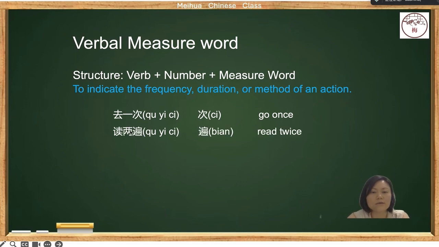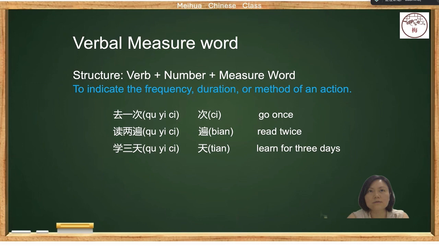Okay, so the next one, 读两遍. We can guess the first character is a verb, right? 读 means read. 两 is the number, means two. 遍 is the measure word. So this means read twice. 学三天, 学 is a verb, right? It means learn. 三 is a number. 天 is the measure word. 天 is day. It's about time. So this measure word indicates the duration of this verb. So the meaning is learn for three days.